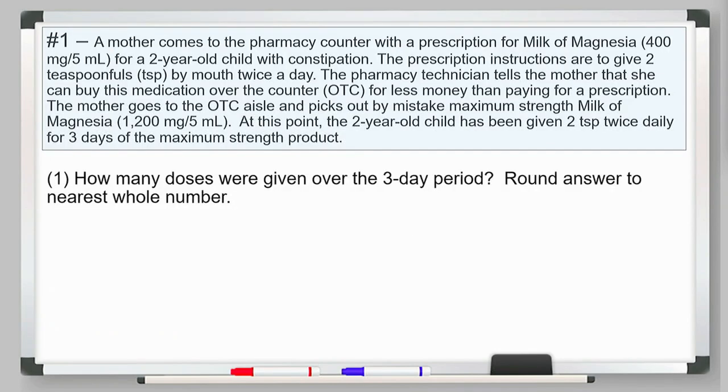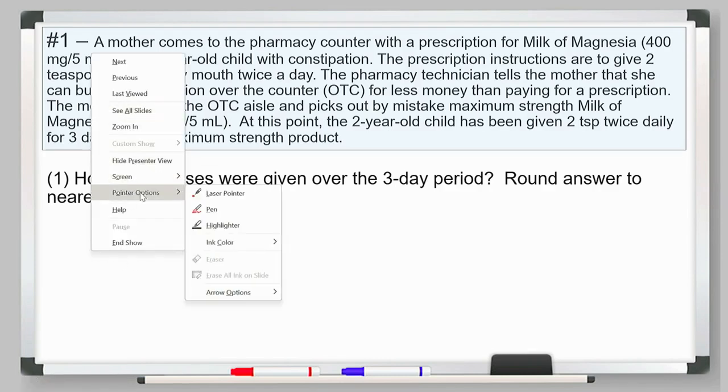Watch me figure out how to solve these things. So this is a kind of a long build up here, but basically a mother comes in to give some milk of magnesia to their child who has constipation. The technician tells them to go get the one that's over the counter. Unfortunately, there are two strengths over the counter, and they get the wrong one.